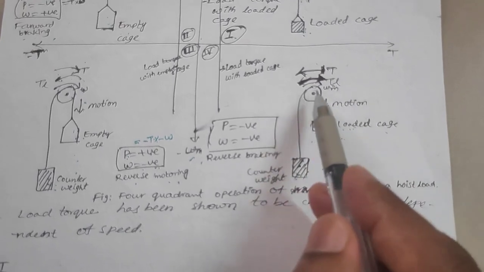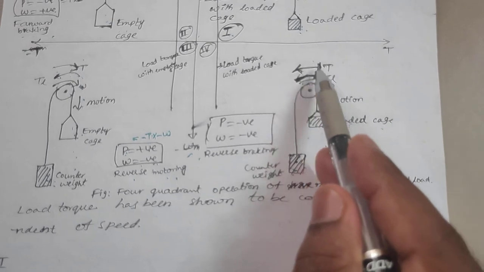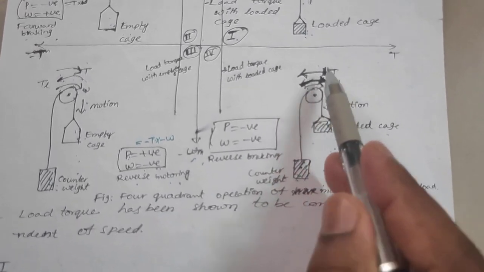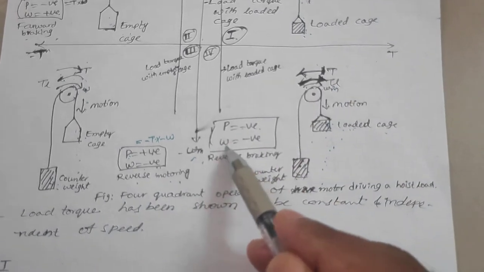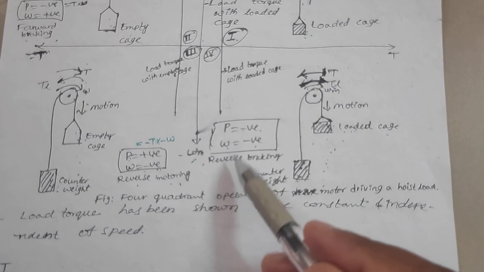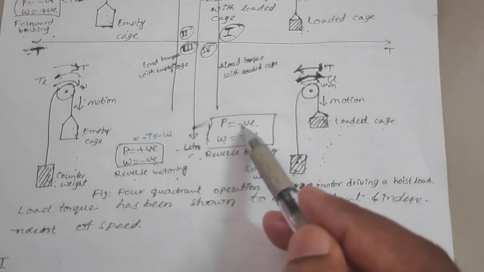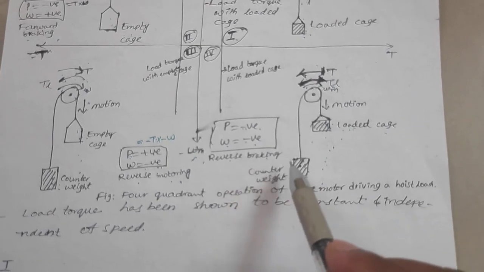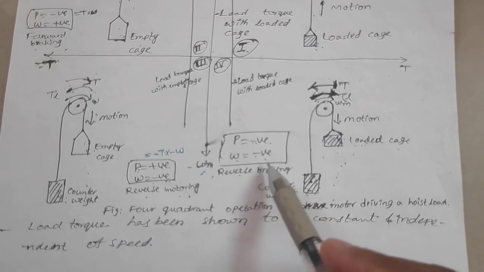Now if you see the convention, your speed is negative, torque is positive, because counterclockwise torque we have assumed to be positive. So power P is equal to T into omega, it will become negative. Already your speed is negative, so as speed is negative, reverse, and power is negative, it is in braking operation, a reverse braking operation. Okay, so reverse braking operation.